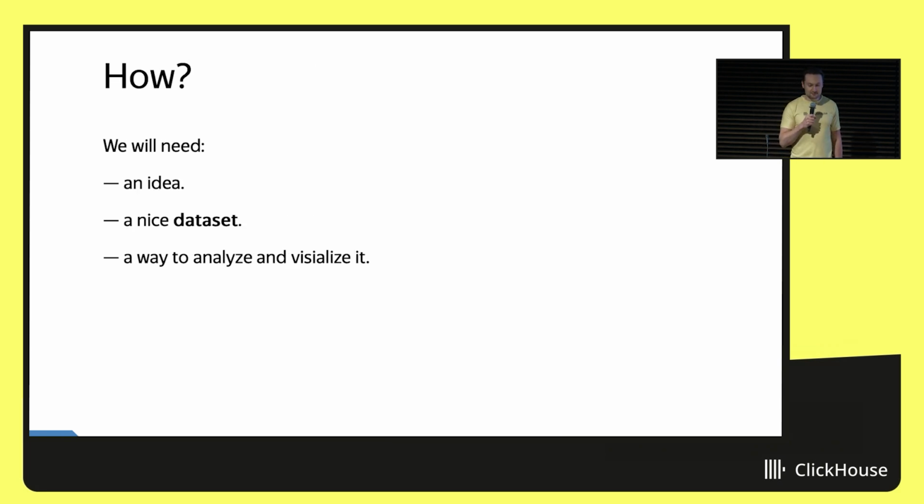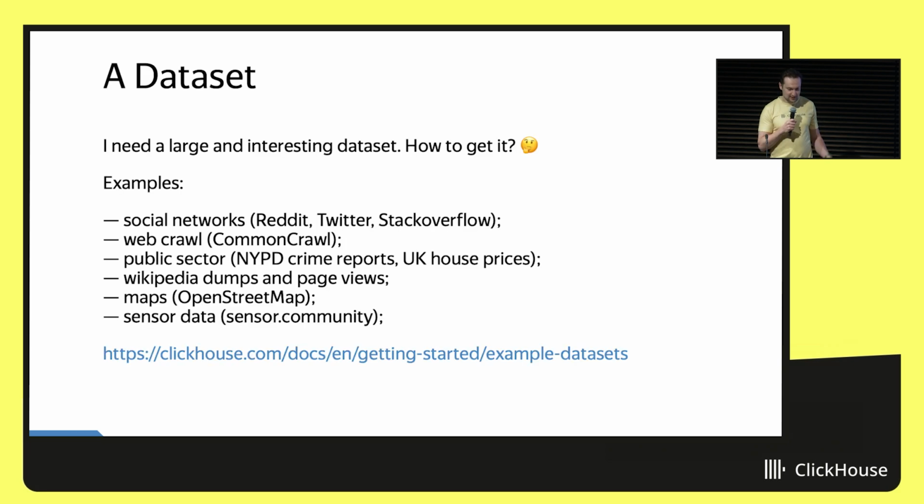So what will we need? We will need some interesting idea, a nice data set, and a nice way to analyze and visualize this data set. And where to get our data set from? There are many public data sets, like from social networks. For example, for Reddit, you have a website not affiliated with Reddit, but containing a data dump with about 30 billion comments, messages. And the same exists for Twitter.